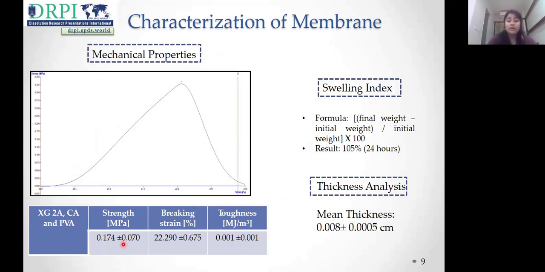Next, the swelling index was tested. The film swelled around 105% in around 24 hours, but the film did not disintegrate in the water, which was the crucial point. Then thickness analysis was done and the mean thickness was found. Because of the low standard deviation, we could see that the film was very uniform in thickness throughout.